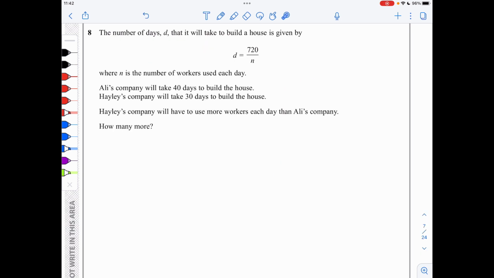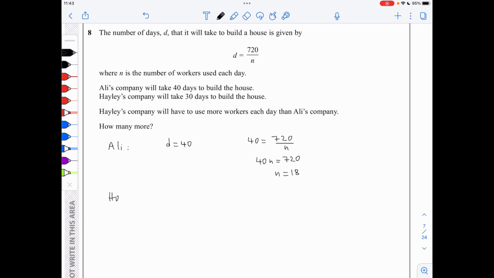In 8, we've got a relationship for the number of days taken to build a house, and we've got n people working each day. Ali took 40 days to build the house, and Haley took 30 days. We need to work out how many more workers Haley required compared to Ali. So for Ali, we know that D is 40, the number of days. So 40 is 720 over n, and therefore 40n is 720, which means that n is 18.